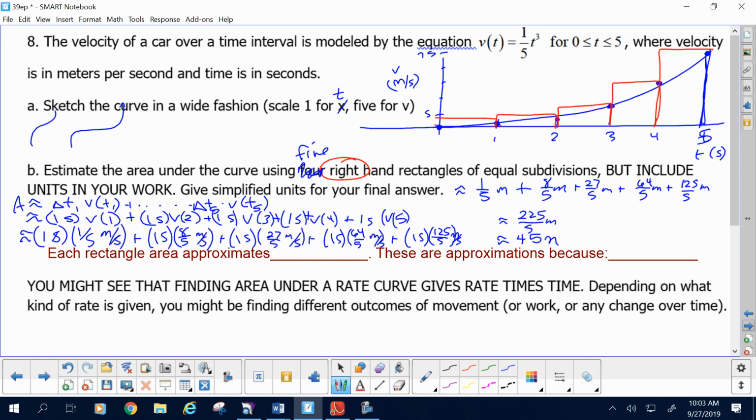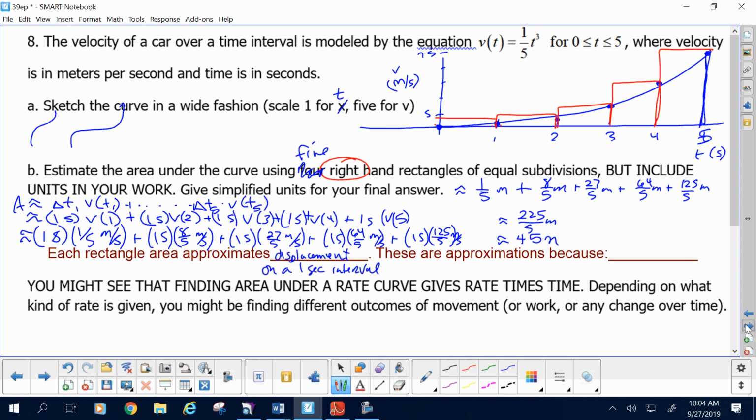Each rectangle approximates displacement, because technically it's displacement. If it was negative, I'd have a different issue. On a 1 second interval. These are approximations because, why are they approximations? Why isn't it exactly 45? You overestimated.